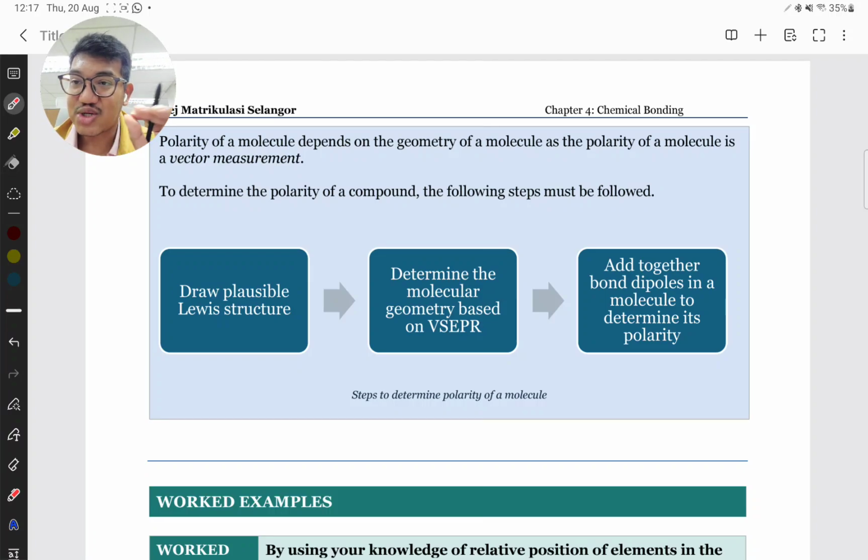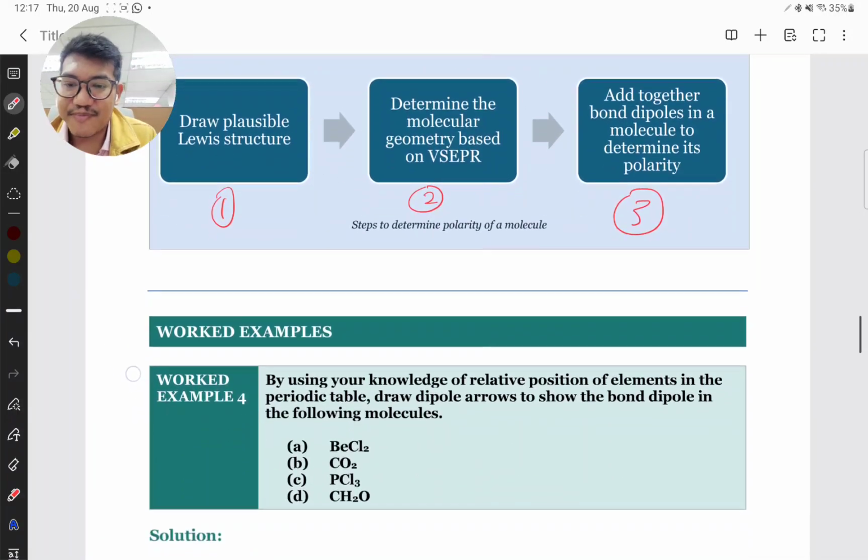We don't have to use an actual value, we can just use an unknown and see whether the unknown cancel out each other or not. So this is how we determine the polarity of a molecule. So this is the first step, the second step, and then this is the third step. So let's have a look at the worked example.